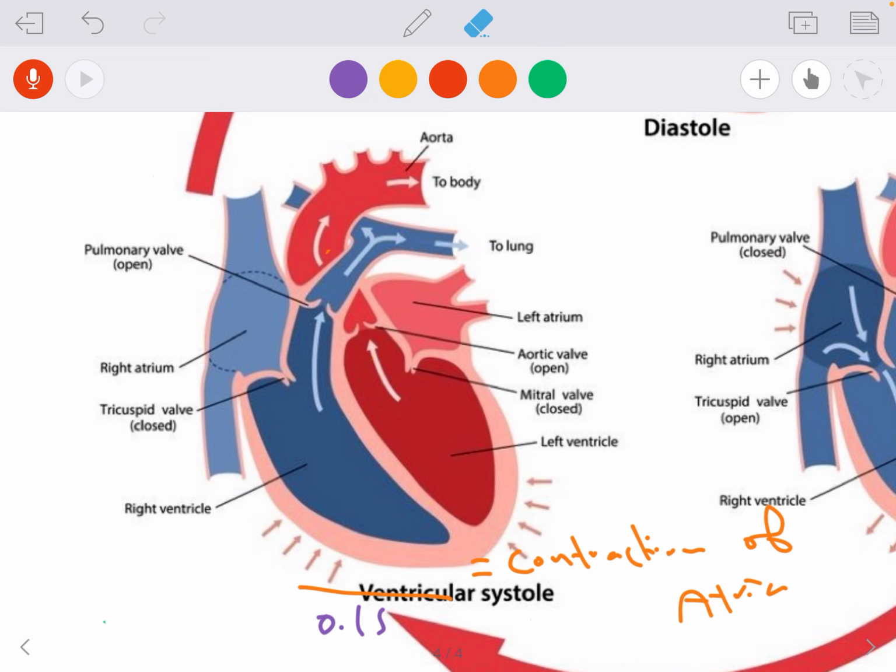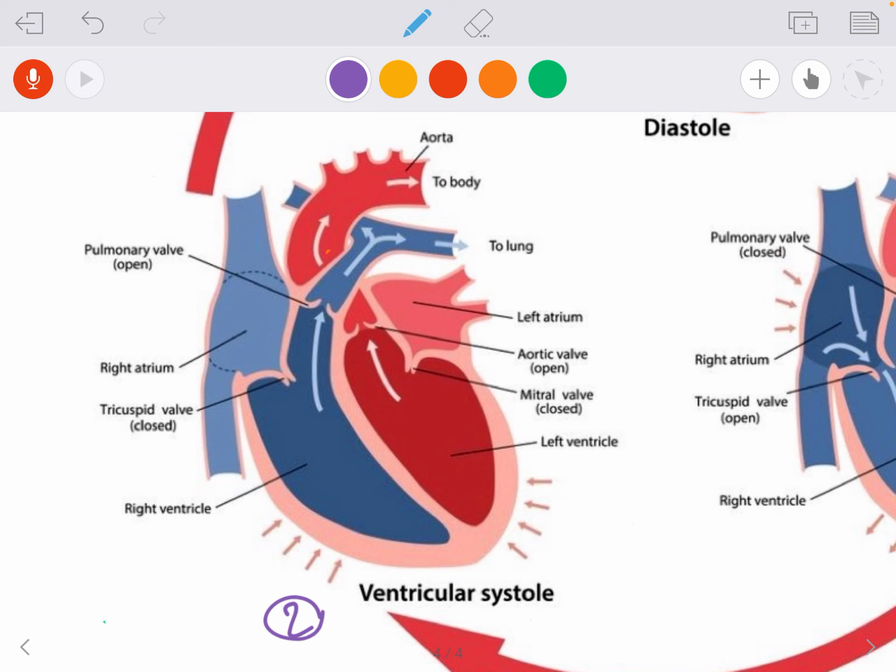Okay? Now this is the second phase, which is called ventricular systole. After the blood is pumped into the two ventricles, you remember in the first phase, now the two ventricles are filled with blood. The right ventricle with deoxygenated blood and the left ventricle with oxygenated blood.